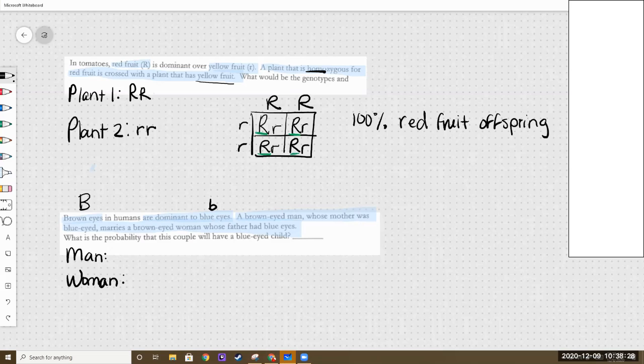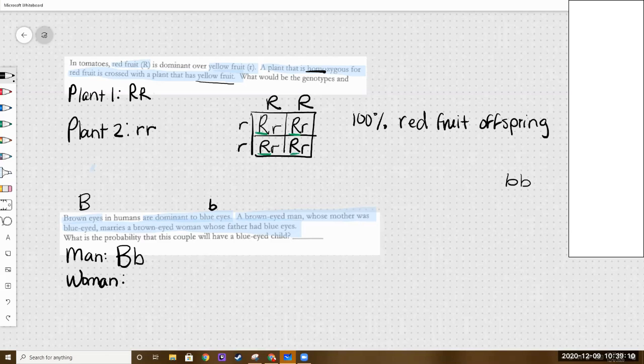So what would be the genotype for the man? If he's brown-eyed, but his mom, who only had little b to give, what would his be? Kayla, Alexa, you are correct. Good job. So he would be heterozygous, big B, little b. And the reason is his mom is little b. She only has little b's to give. She doesn't have a big B to give. So remember, you get one letter from your mom, one letter from your dad. So then the dad gave the big B because he's brown-eyed, but the mom only gave a little b.